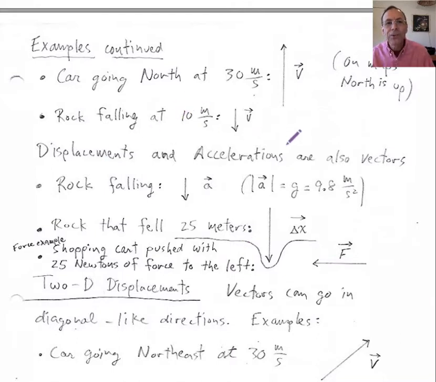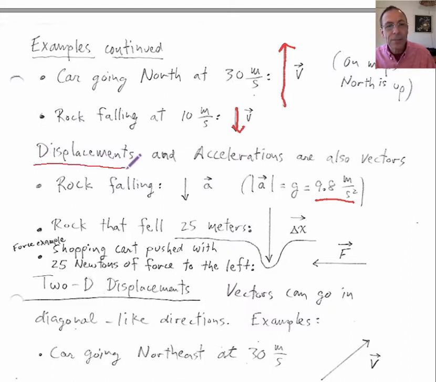So more examples. Here, this could be a car going north at 30 meters per second. So I made this vector here. See if I can draw a straight vector now. Not so easy. Okay, so that's a vector that is 30 millimeters long with the scaling I'm using right now. And so that represents the car going in that direction at 30 meters per second. Here's another example. I've got a rock falling at 10 meters per second, so I drew a 10 millimeter long arrow pointing down.